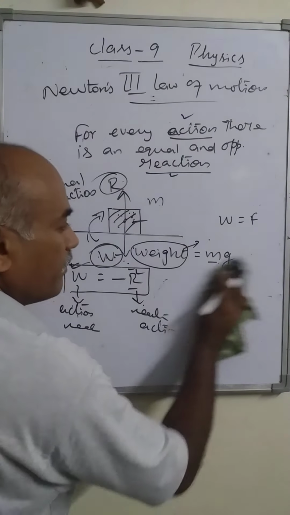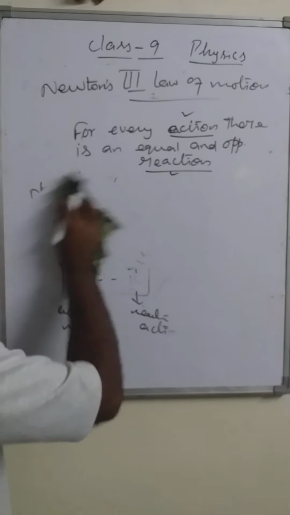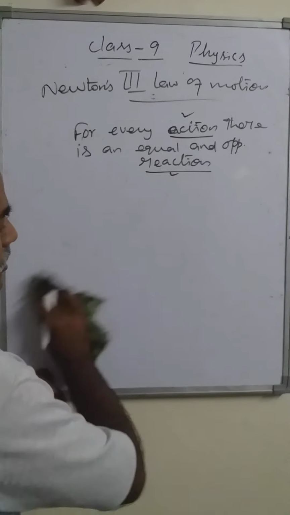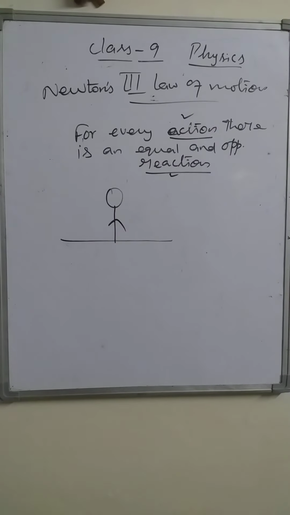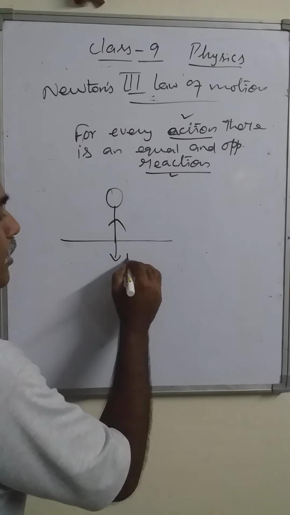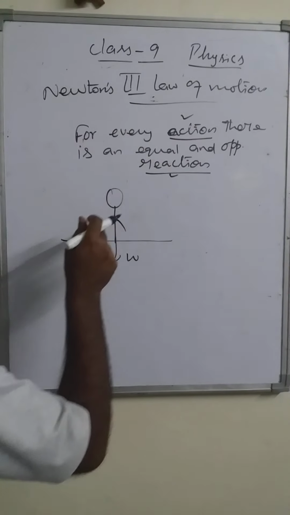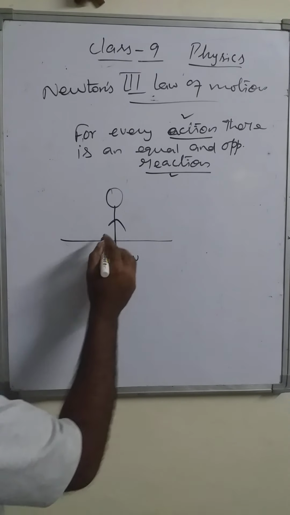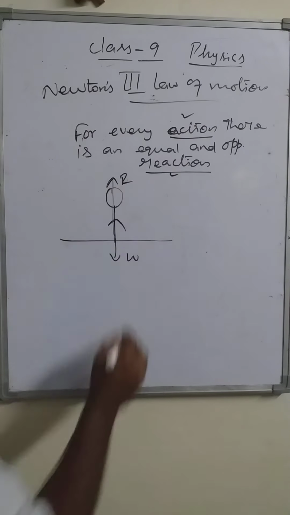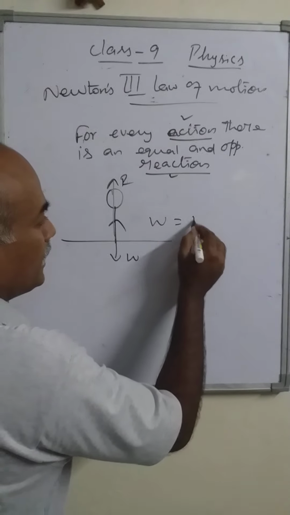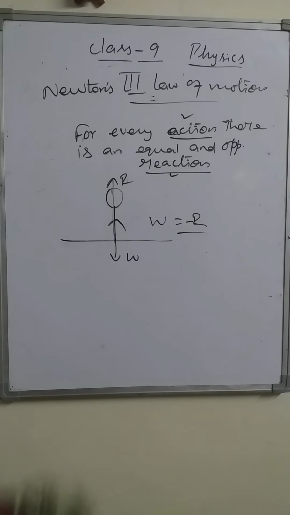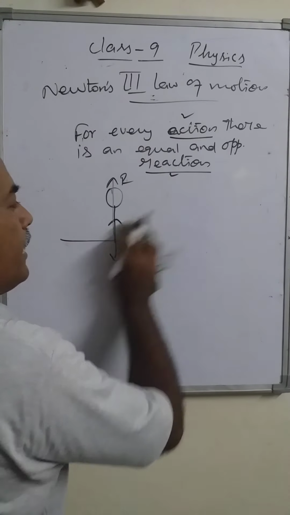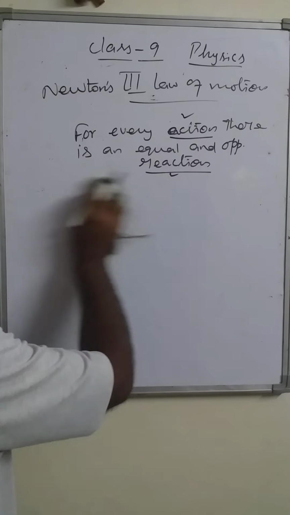Everywhere means, even if I take a person standing on the ground, and this person is having weight. The weight of the person is acting vertically downward. If the person is at rest, then definitely the person is getting normal reaction. So in this also, the weight and the normal reaction are equal and opposite. Here also Newton's third law of motion. Right? Okay. And this Newton's third law of motion has so many examples.